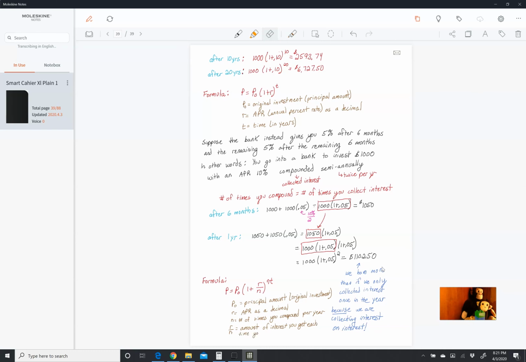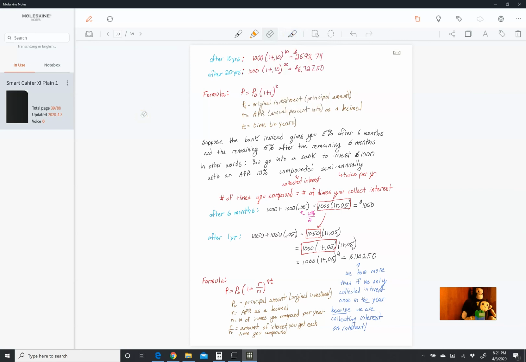Now you don't actually have to remember both formulas, because in this formula, what we're saying is you're compounding once per year. Well, if N is equal to 1, R over N is just R. And if N is equal to 1 here, 1 times T is just equal to T. So this formula includes this one, okay?